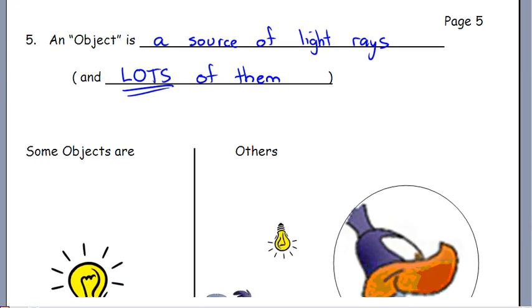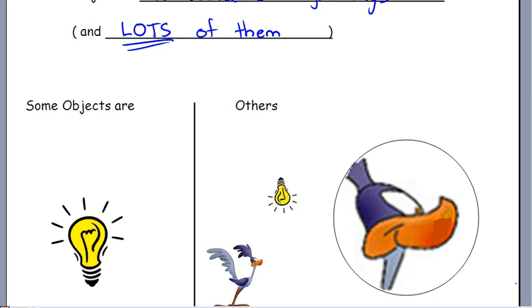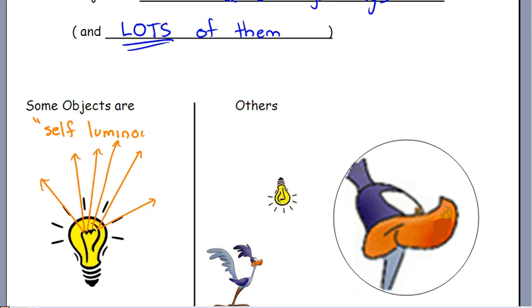So what could an object be? It could be a light bulb. Light bulbs definitely have lots of little photons coming off following some rays. And so light bulbs give off their own light once they're hot enough. And so you'd have little trajectories, little photon paths going like this, coming off that filament. So the light bulb being incandescent, being hot enough, it can actually just emit its own light. And so those kind of objects are what we call self-luminous. They're just capable of giving off their own light.